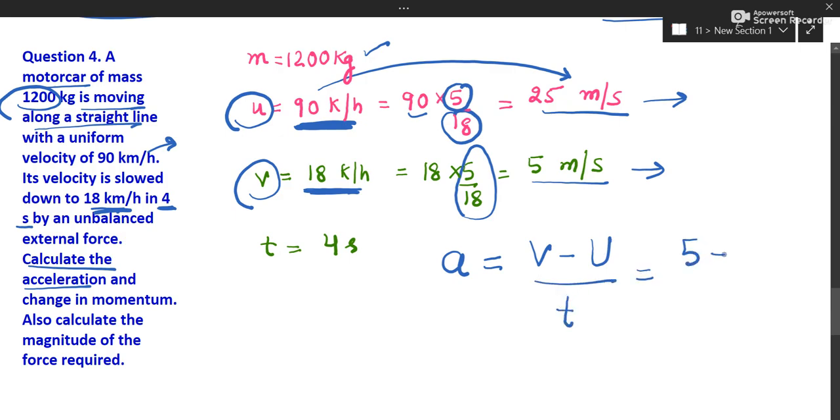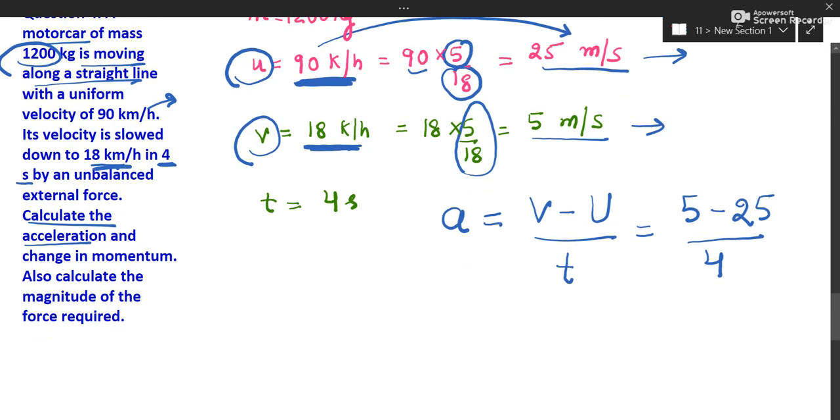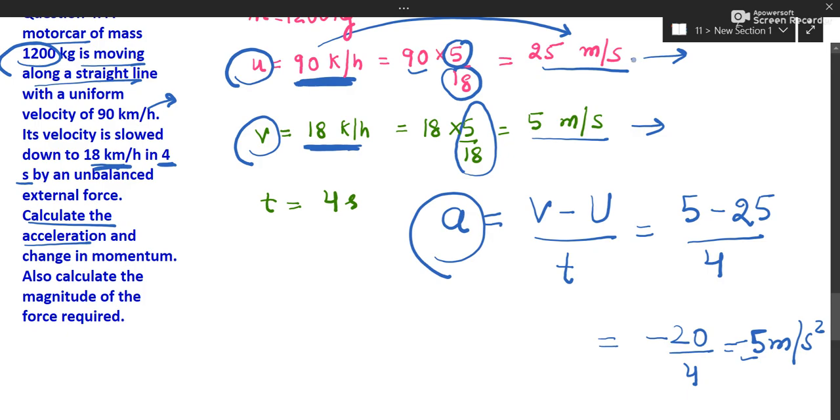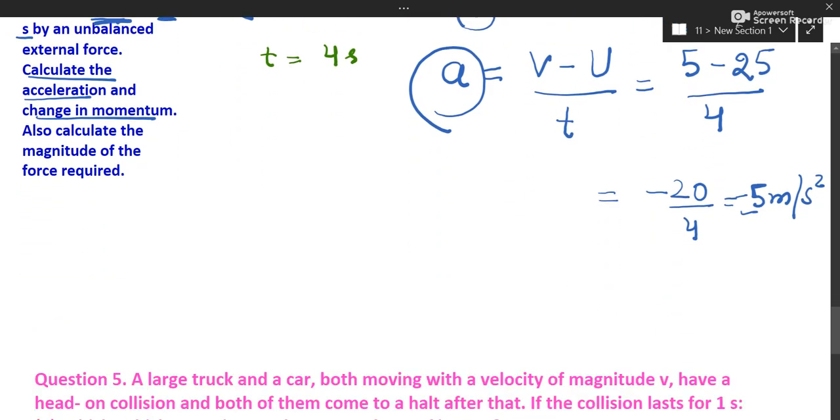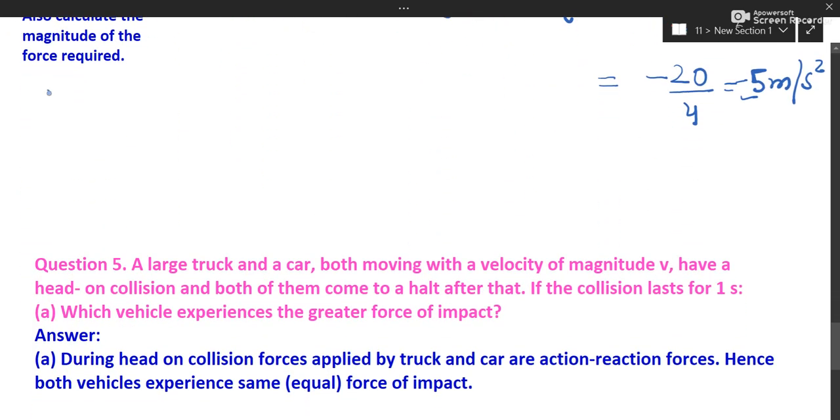So v is 5 minus 25 upon time is 4. So you can write it minus 20 by 4. That is minus 5 meter per second square. So let it be minus. Minus means retardation. It is decreasing the velocity. Obviously, if velocity is decreasing from 25 to 5, acceleration is negative. We'll have to find out the change in momentum. Change in momentum is mass into final velocity minus mass into initial velocity.